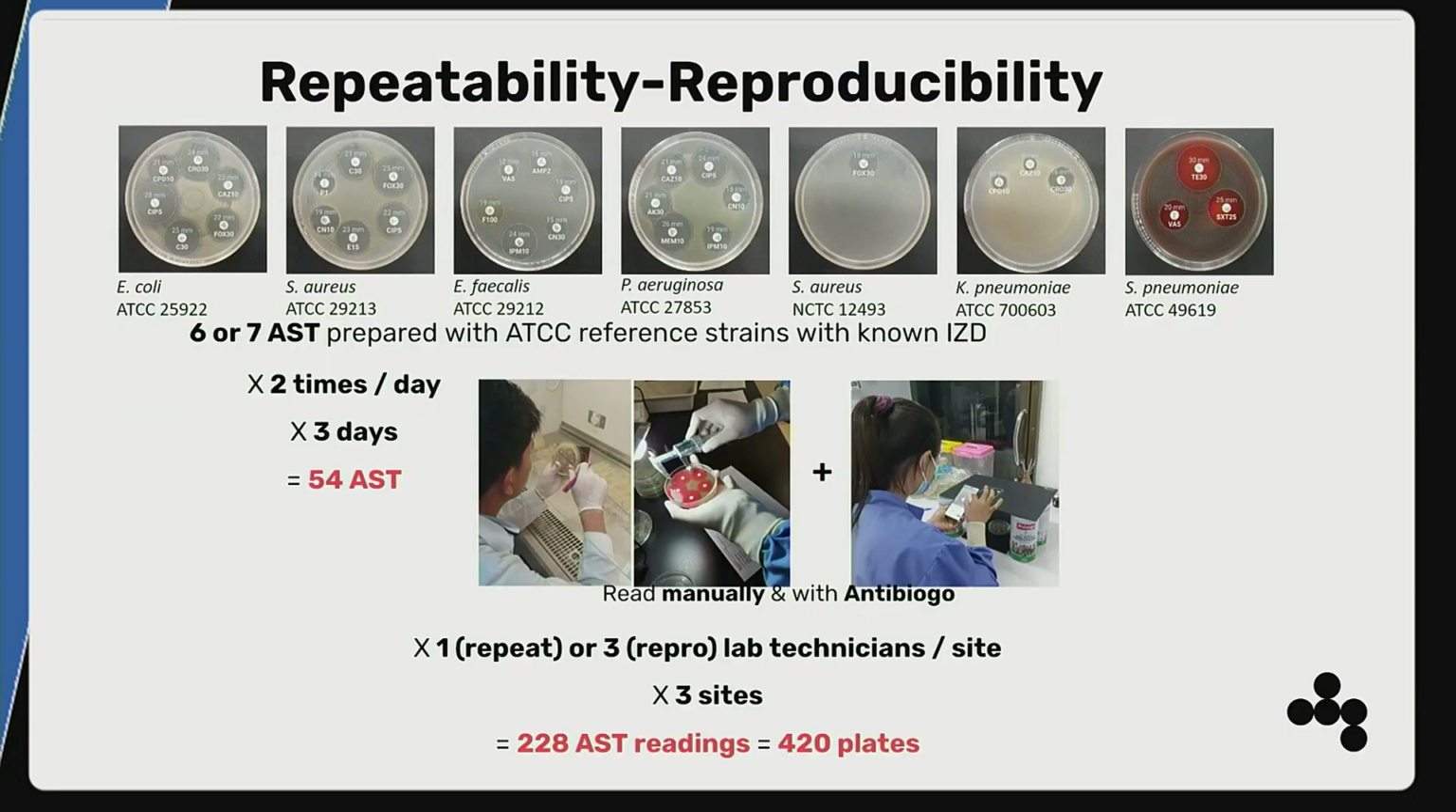So I know we are behind schedule, so I won't go into too many details about this for the repeat and reproducibility aspect of the study, but just to say that this was done at all 3 sites and was a very important part of the evaluation, as it showed the reproducibility of the results. It was also an important aspect of the staff training for the project. Next slide.